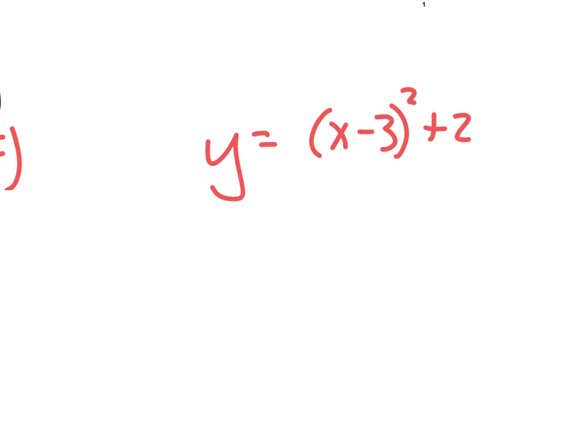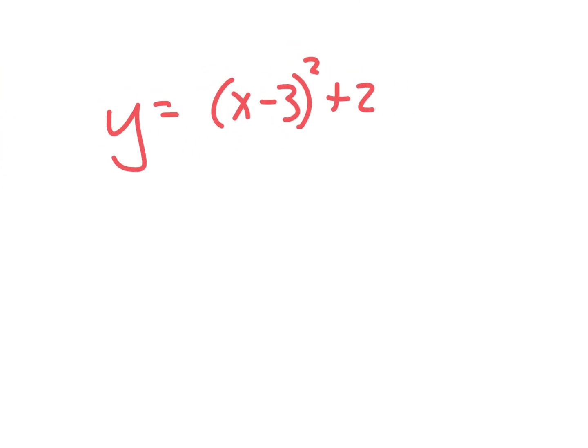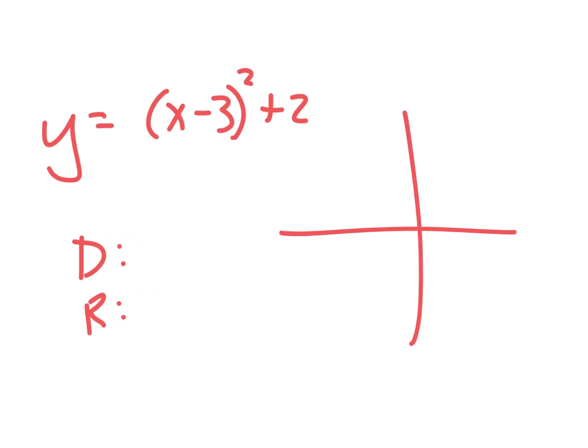Let's say that we had y equals (x minus 3) squared plus 2. If you sketch this thing, it's going to be so much easier to tell a domain and range of this. I mean, so much easier. So if I sketch that, I can say that this is a parabola because it's an x squared, but it's been moved to the right 3 and up 2.